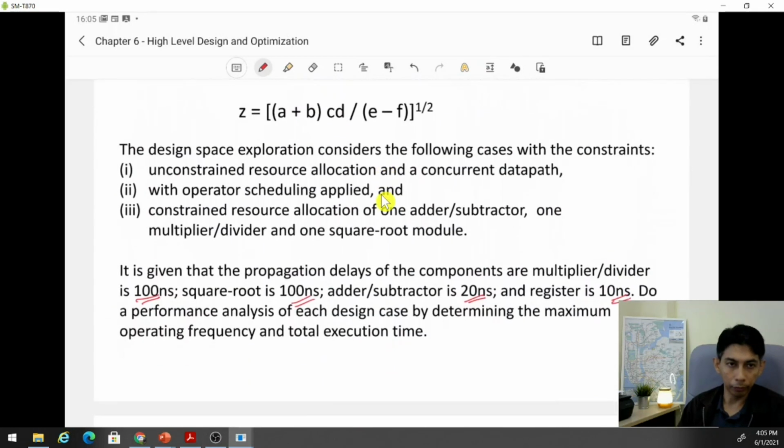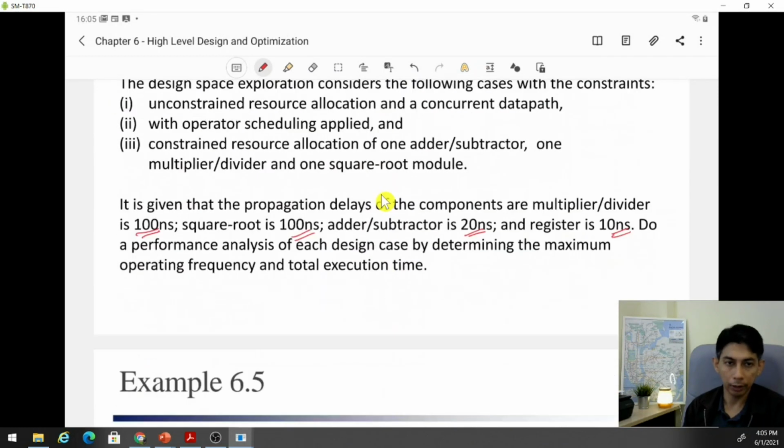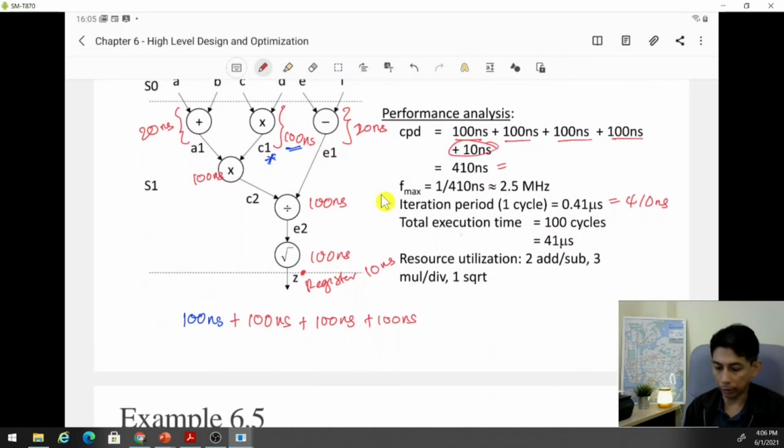And we need to remember that we will repeat the operation 100 times, meaning that total execution time will be 410 nanoseconds multiplied by 100 cycles. The 100 cycles here is the operation cycle. So 410 nanoseconds or 0.41 microsecond multiplied by 100. So we have 41 microseconds. All right. So this is total execution time. And for resource utilization, we will see that we need at least 2 adder subtractors, and 1, 2, 3, we need 3 multipliers, 1 divider and 1 square root module. So this is the resource utilization.